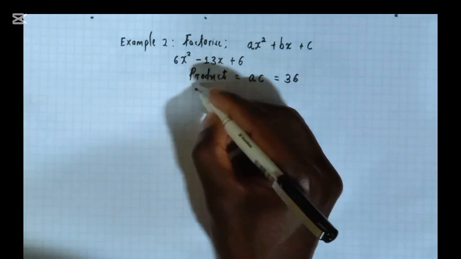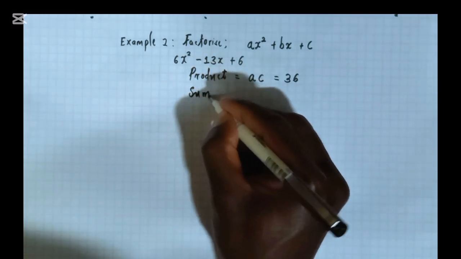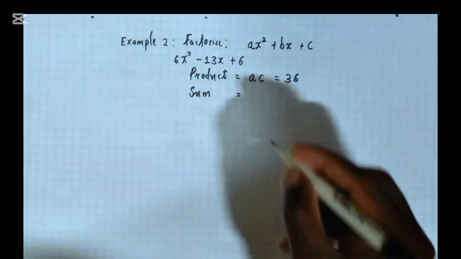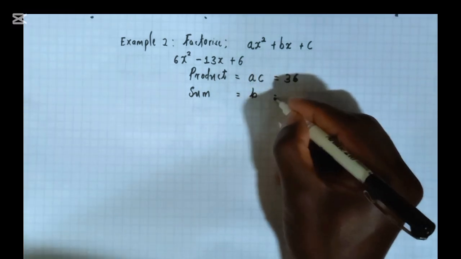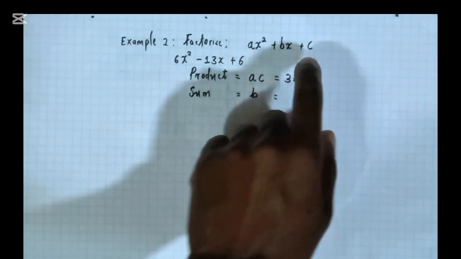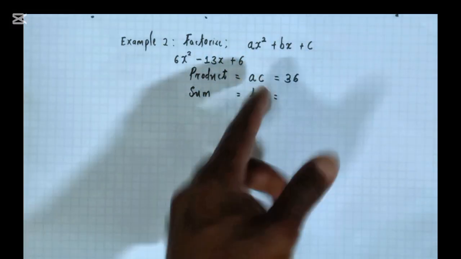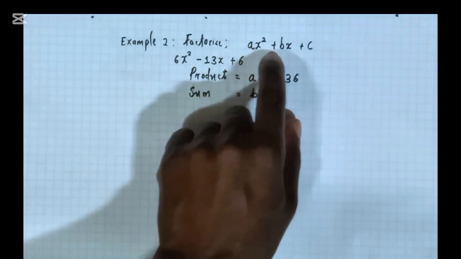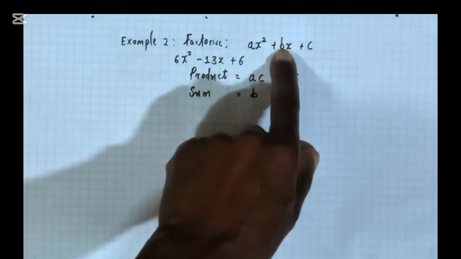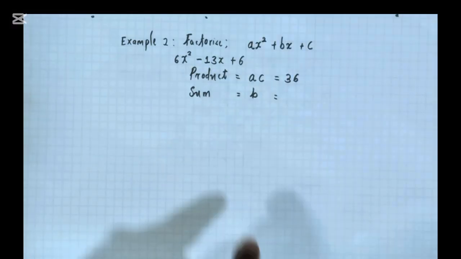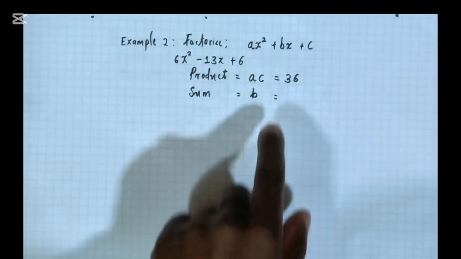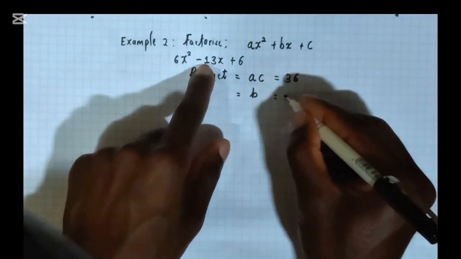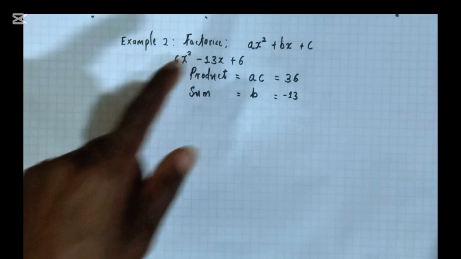Then the second term that you should always keep in mind is always the sum. And when you're talking of the sum, we want to look at the value of b. Remember when we were talking about the format of a quadratic expression, we said that it's usually in the form ax squared plus bx plus c. So we are talking of the coefficient of x. So when you're looking at the sum, you should always be thinking of the coefficient of x, which in this particular case happens to be what? Negative 13. Okay, so we're going to have negative 13 there.